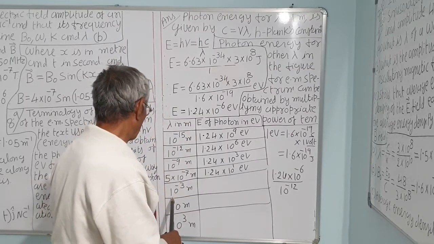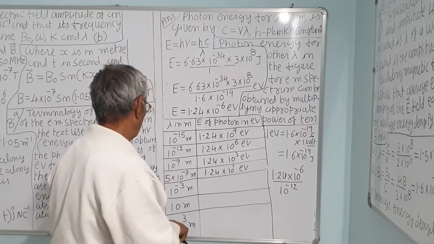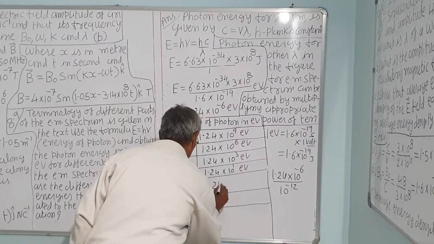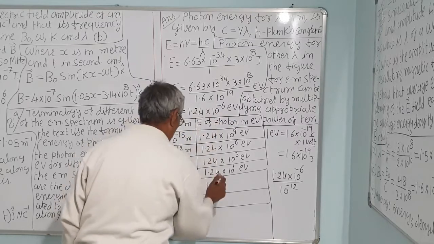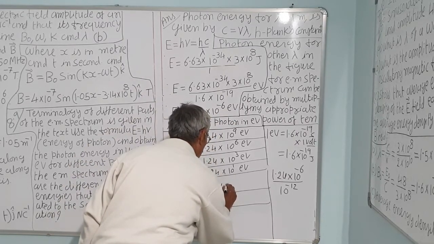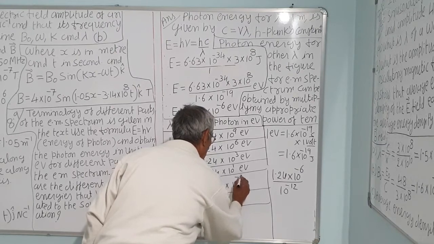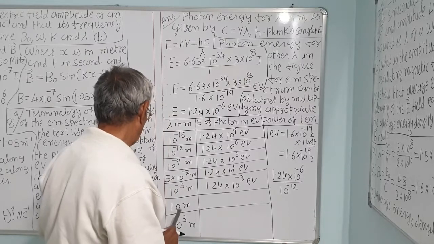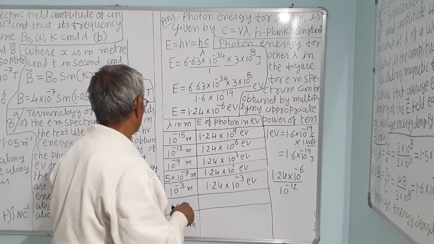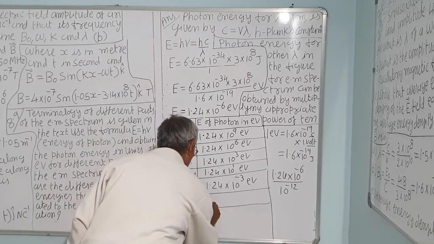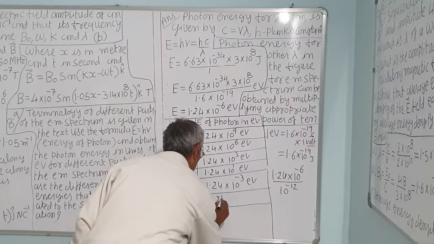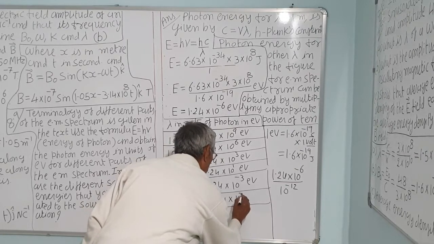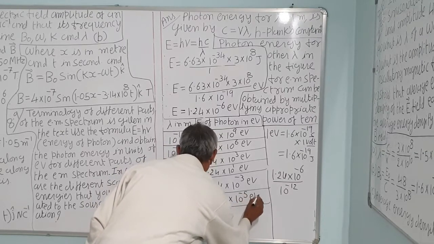If the wavelength is 10 raised to minus 3 meter, that is 1 mm, it is very less energy, about 1.24 into 10 raised to minus 3 electron volt. For 10 meters, that is 10 raised to 1, it is 1.24 into 10 raised to minus 7 electron volt, very less energy.